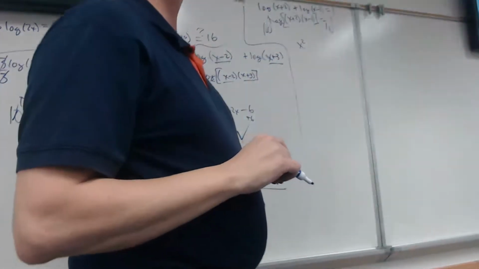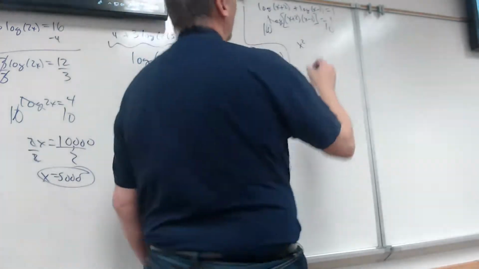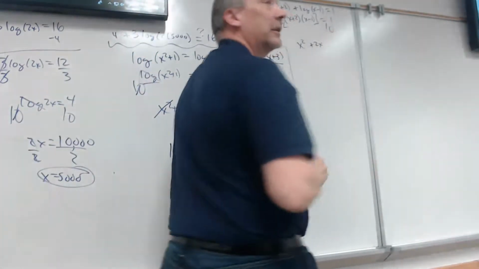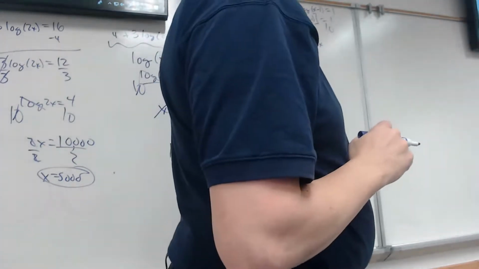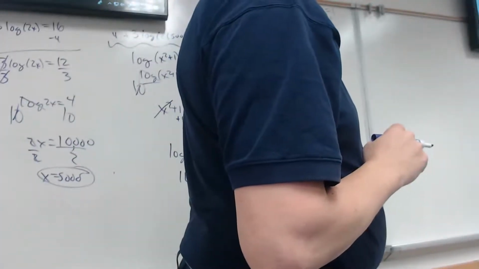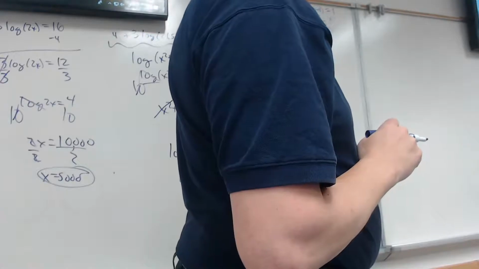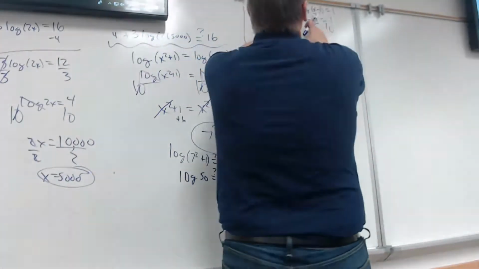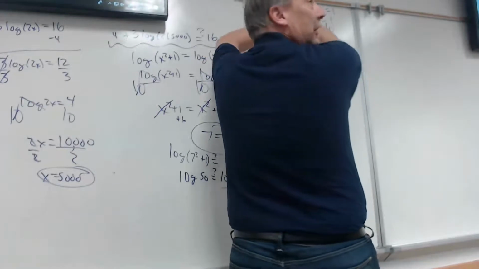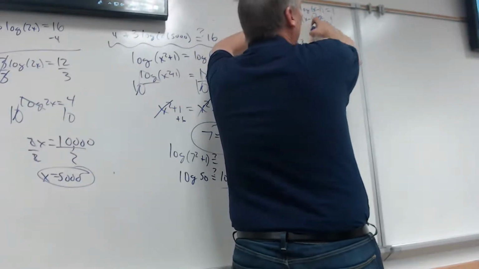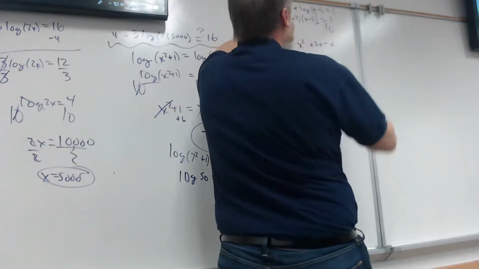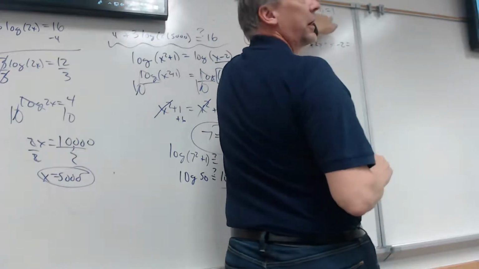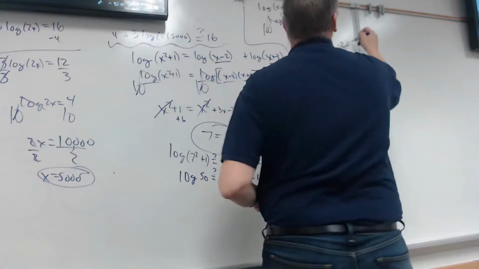You're so quiet I can't hear. X squared plus 2x. Is that what you said? I hope that's what you said, because it's right. So x squared plus 2x minus x minus 2 equals 10 to the first power, which is 10.